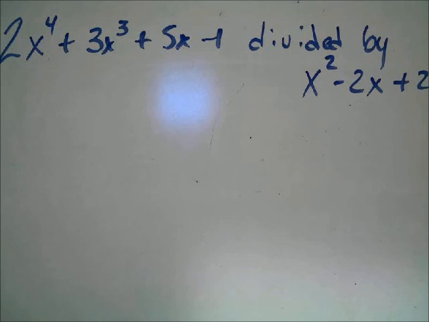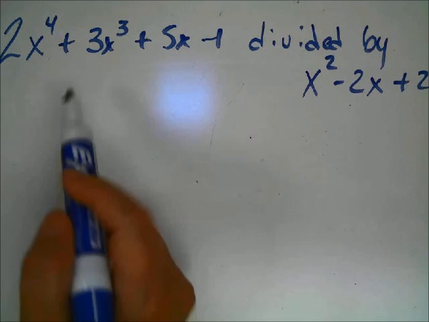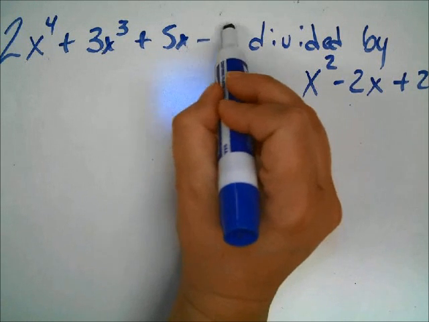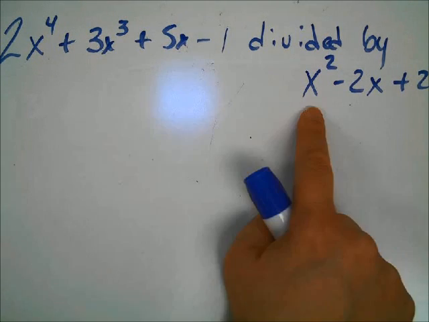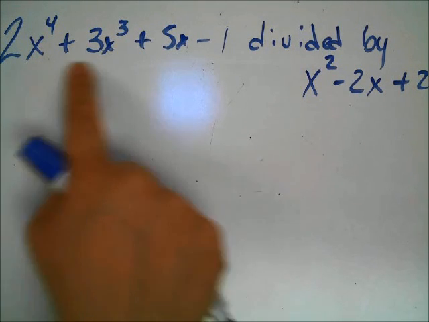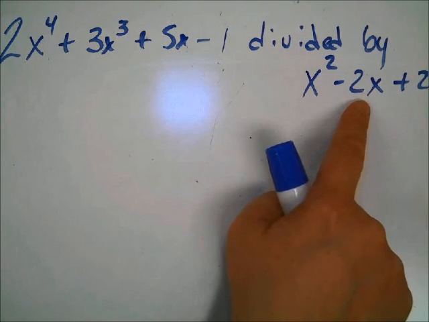Now we're going to do an example of long division where we're dealing with two polynomials. And this should look kind of familiar to when we did synthetic substitution in the last section. I'm going to take this polynomial divided by this trinomial. So since I'm dividing this one by this one, this goes on the outside.